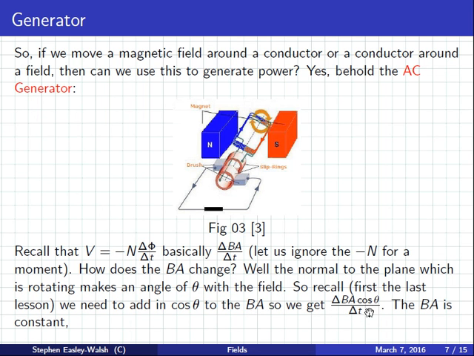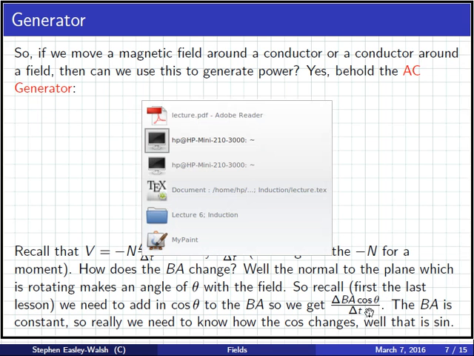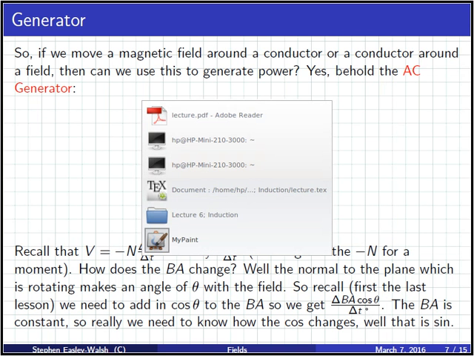Anyways, the BA is constant, so we really just need to know how the cos changes, but the derivative of cos is sine. So after all of this explanation, I'll try and explain it on some paper as well, we can get an idea of what the current looks like. I'll show you the picture in a moment, the voltage is equal to the change in the magnetic flux, I know there's a minus N here as well, but I'm going to just forget about it for the moment, over the change in time.